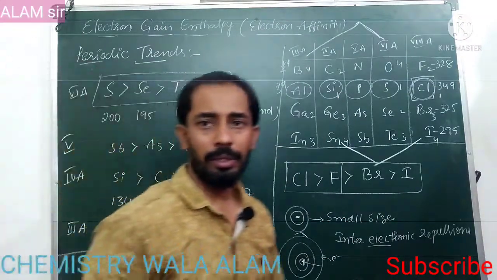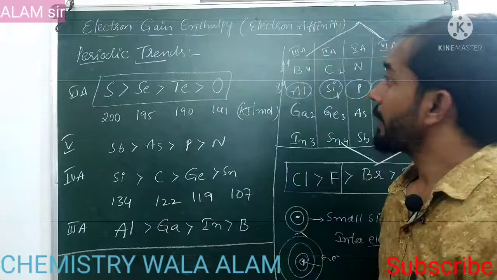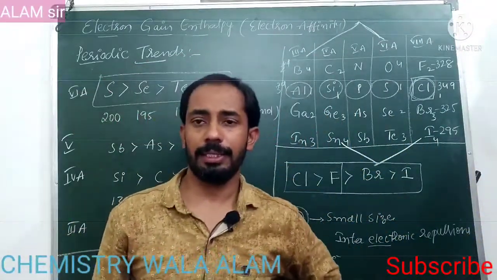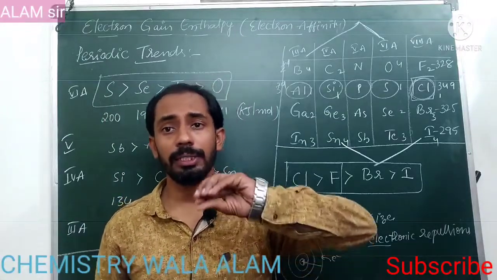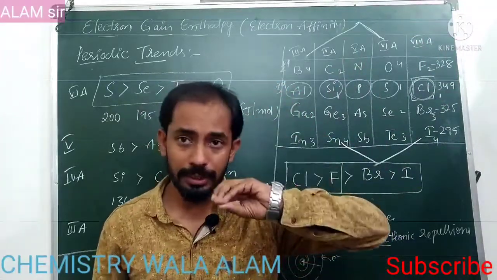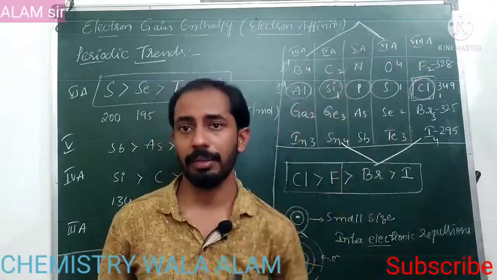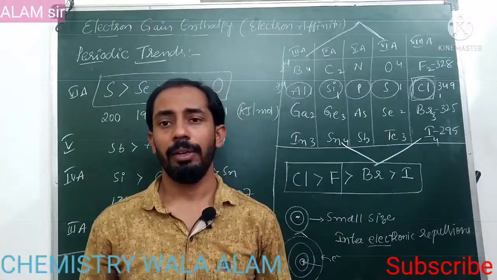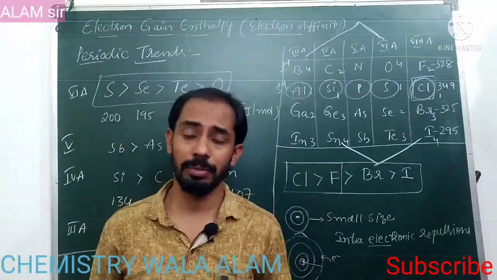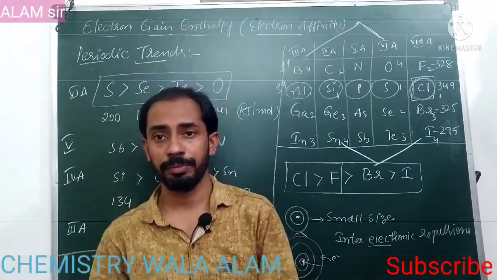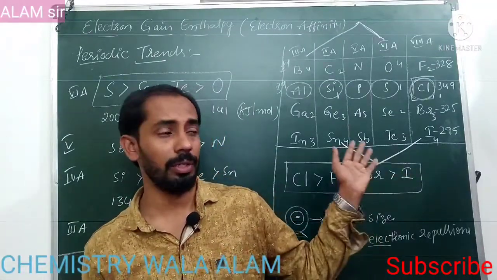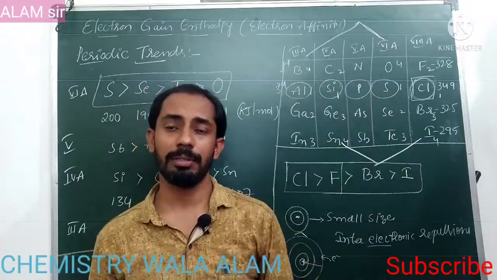So this is regarding electron gain enthalpy. Electron gain enthalpy can be defined as the amount of energy released when an electron is added to the valence shell of an isolated neutral gaseous atom. Here also, gaseous atom. Units are electron volt per atom, kilojoules per mole, kilocalorie per mole. Types: only the first is exothermic, the remaining are all endothermic processes. Even for the 2A, 5A, 8A group elements, it is endothermic.